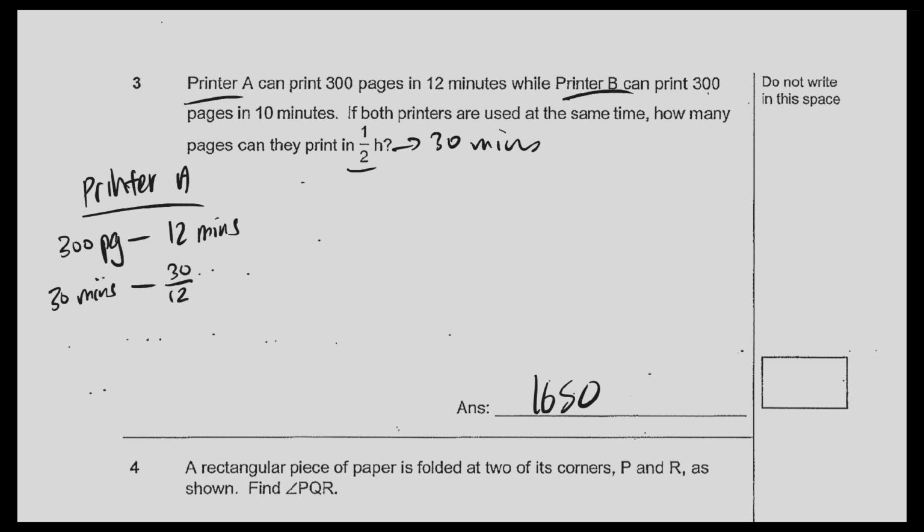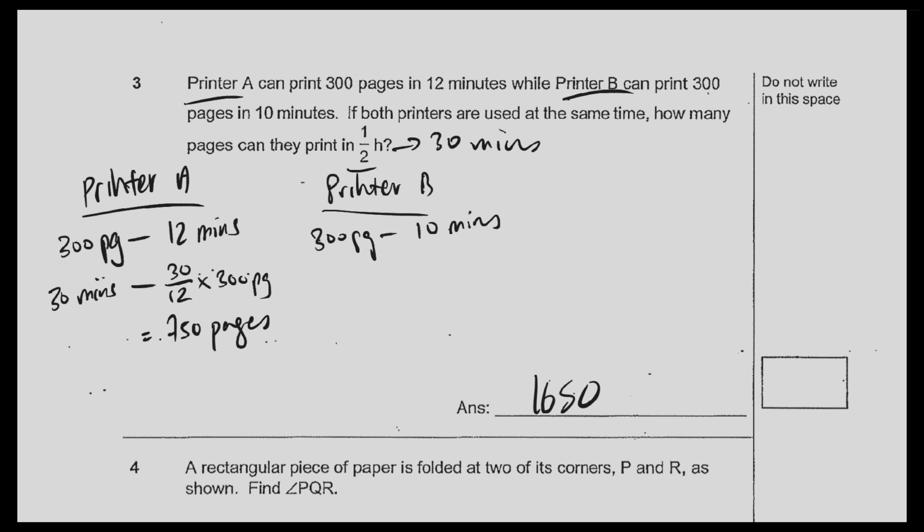That's just 30 over 12 times 300 pages, which is 750 pages in half an hour. How about printer B? We see that printer B can print 300 pages in 10 minutes. So in 30 minutes, it's just 30 over 10 times 300. You don't even need to use a calculator because that's just 3 times 300, which is 900 pages.